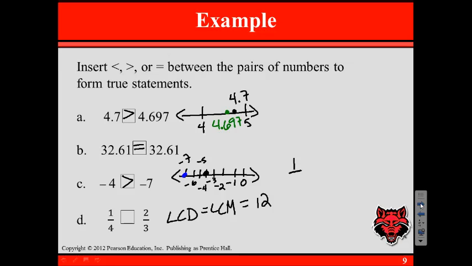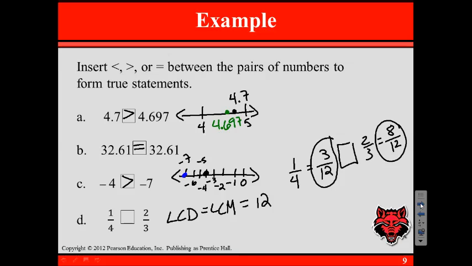So if we change each of those fractions to an equivalent fraction with a denominator of 12, we would have 3/12 and 8/12. So if we compare 3/12 and 8/12, it's easy to see that 3 is less than 8. So 1/4 is less than 2/3. There are other ways to compare fractions without finding equivalent denominators. You may change each of these fractions into a decimal and then decide what the larger fraction is from there. Either way will work.